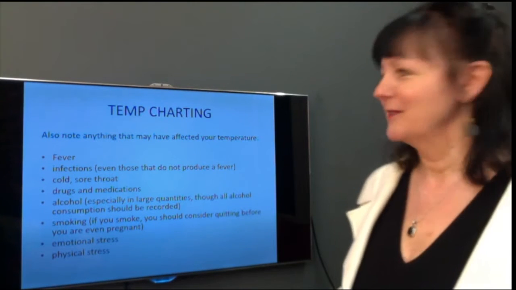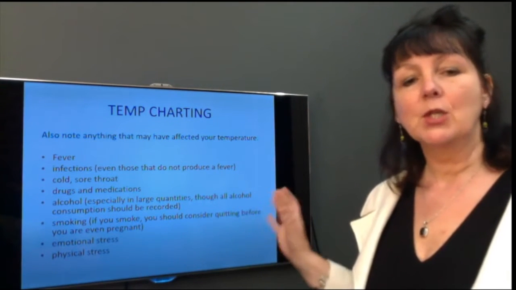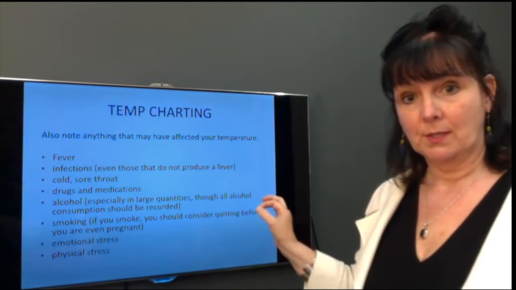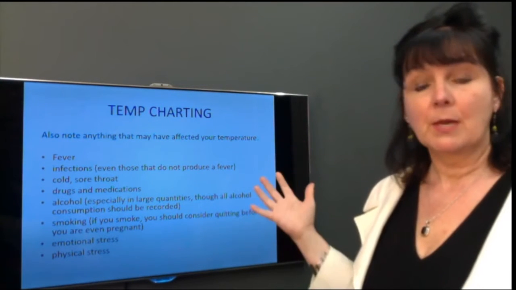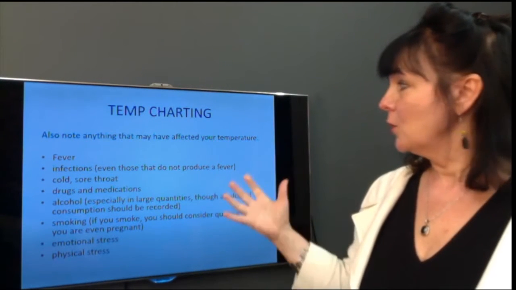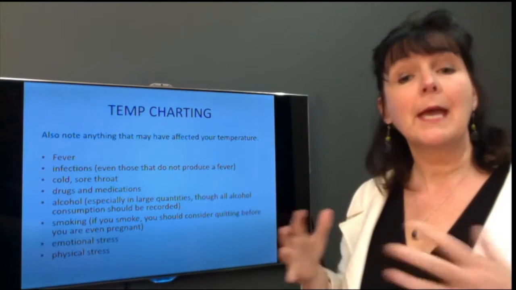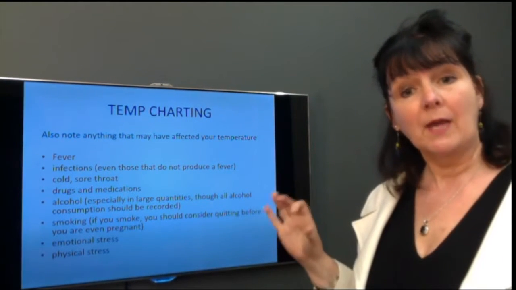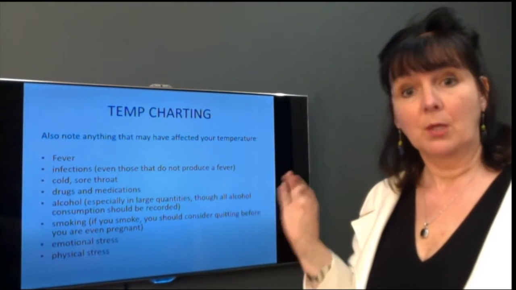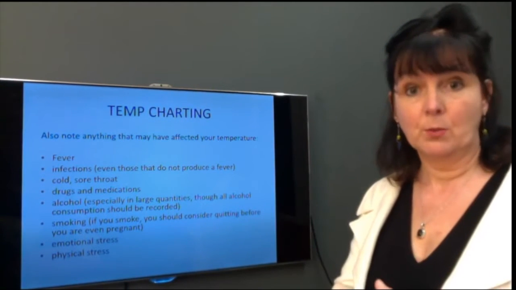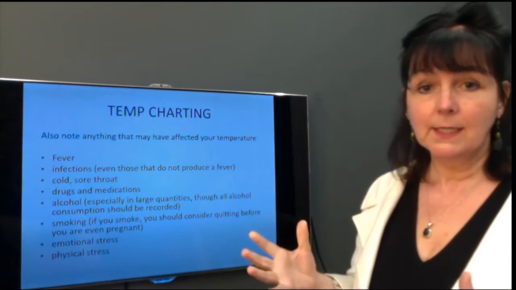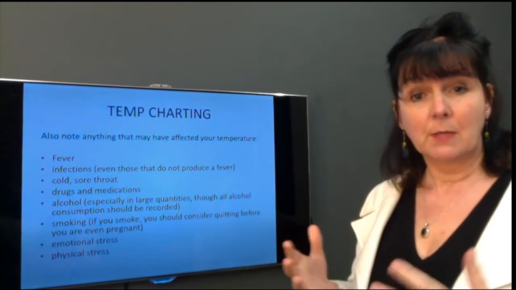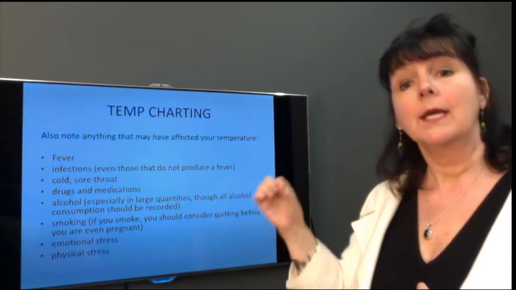Some of the things that you need to note when you're charting, because if there are anomalies, we will know what has caused them, are if you've had a fever. Clearly your temperature is going to be elevated. If you have an infection of any kind, it doesn't have to just be a sore throat, even if it hasn't produced a fever, make a note of it, because it can affect your basal body temperature. Clearly colds and sore throats will. If you've taken any drugs or medication, that can have an effect, so do make a note of that.